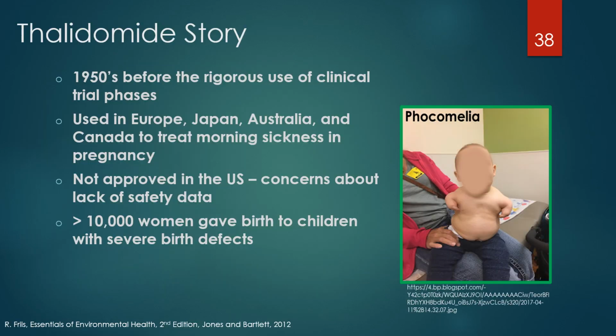Before the rigorous use of these clinical trial phases, drugs were being marketed to the public without adequate evaluation of safety. For example, in the 1950s, a drug called Thalidomide was being used in Europe, Japan, Australia, and Canada to treat morning sickness in pregnant women. This drug was not approved in the United States due to lack of safety studies. As a result, more than 10,000 women treated with thalidomide gave birth to children with severe birth defects, including missing limbs, also called phocomelia.